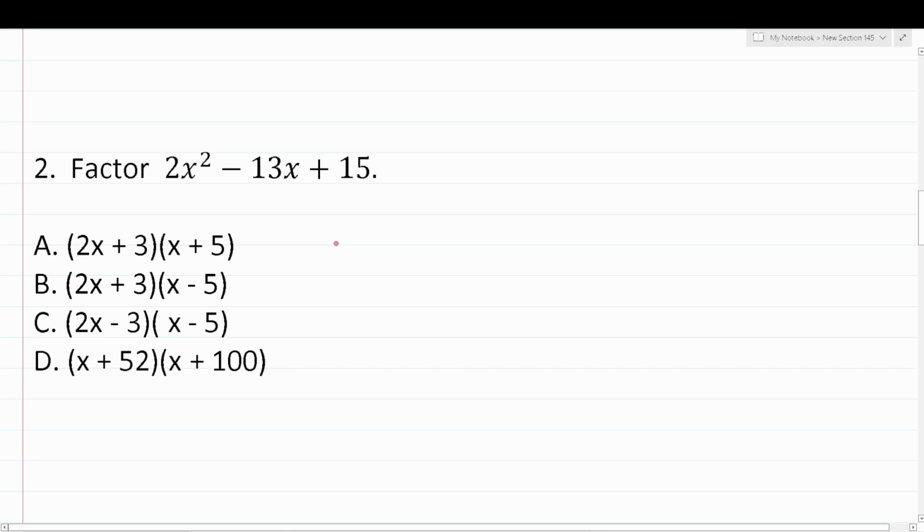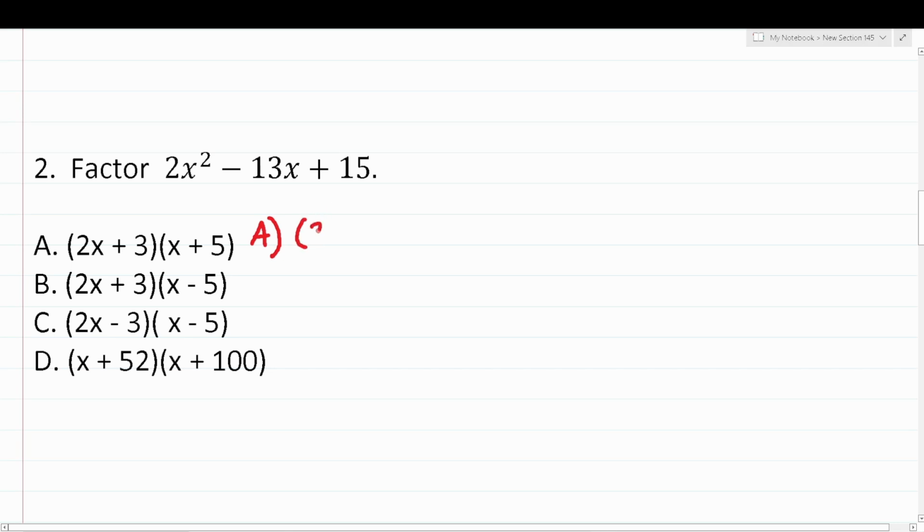Again, if you know how to factor this, go ahead and do so. That said, if you're lost as to how you factor this, you can always go to your answer choices and expand them via the distributive property. And then in doing so, you'll be able to determine which of these is correct. So let's go ahead and use that method to solve this one. In this case, I'm going to start by expanding answer choice A.